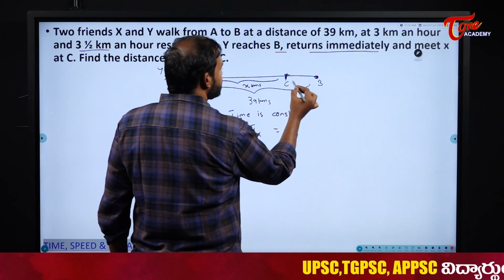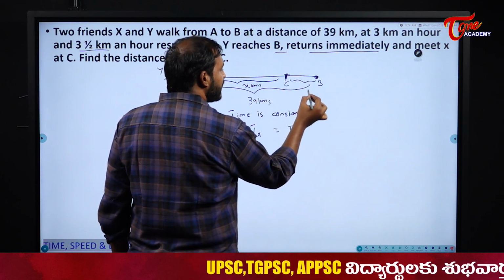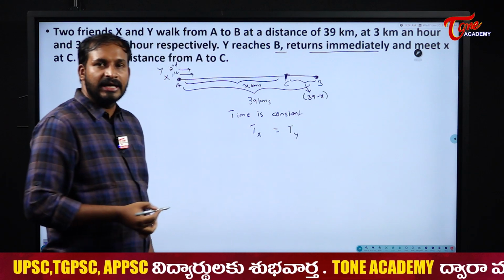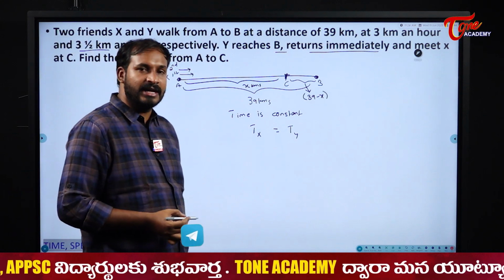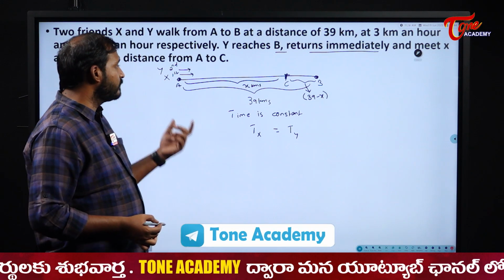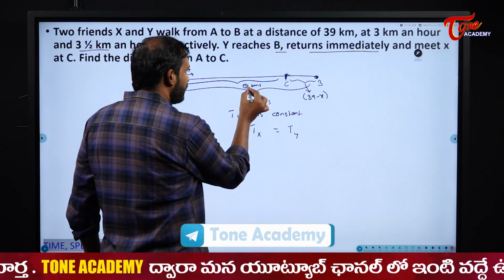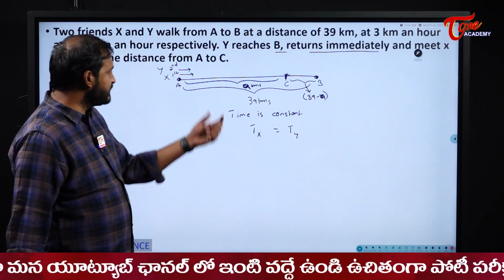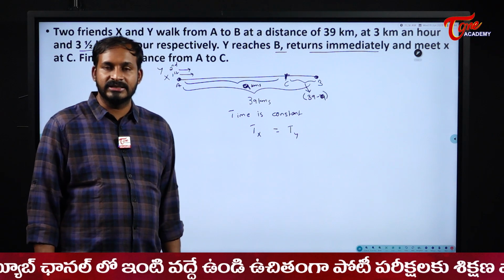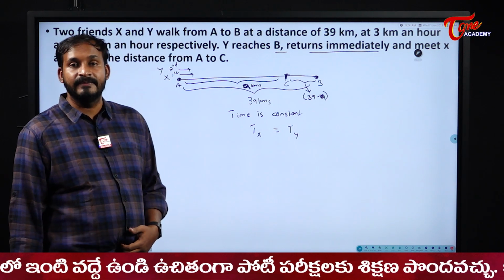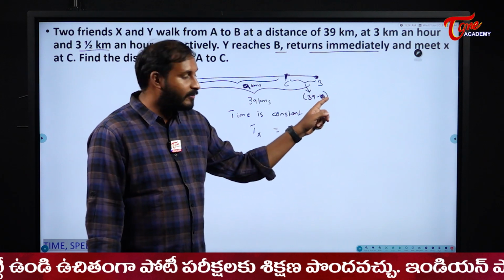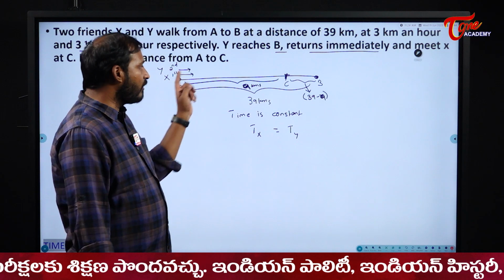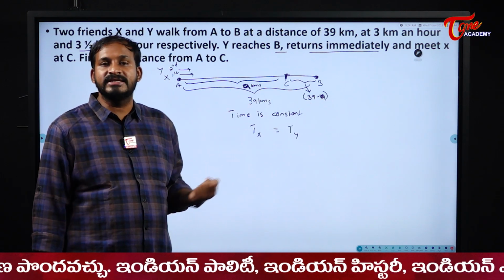Tell me what is the distance between B and C? Total distance is 39, right? So the distance between B and C will become 39 minus X. When it comes to X small, let us take it as A, because already X was written there. So that is the reason I am taking it as A. The distance covered by X is how much here? A kilometers. What is the distance covered by Y? Y will cover all the 39 kilometers as well as 39 minus A kilometers. Did you understand?